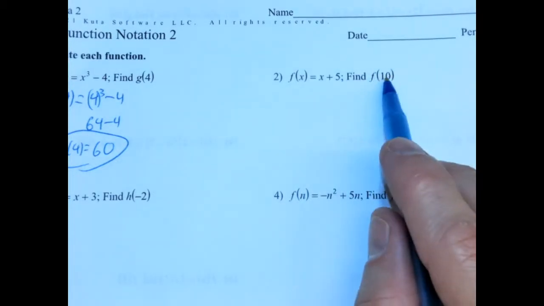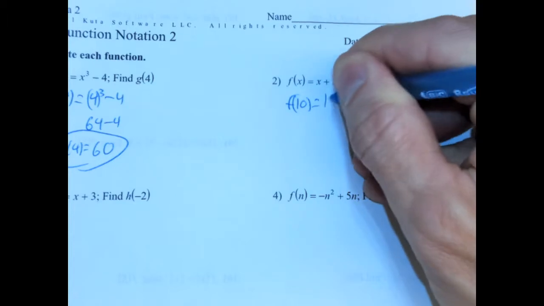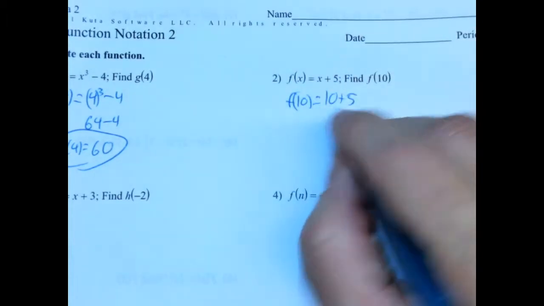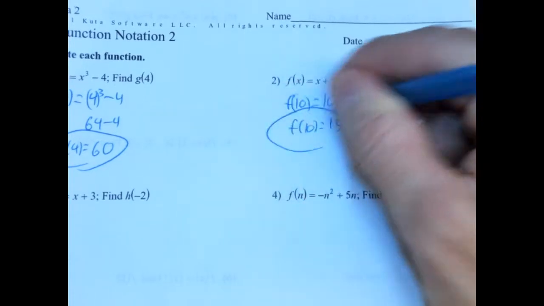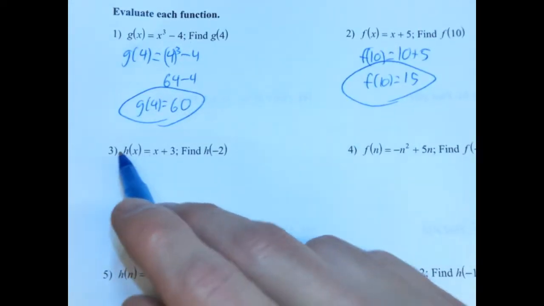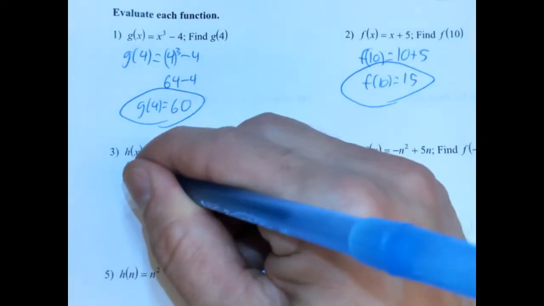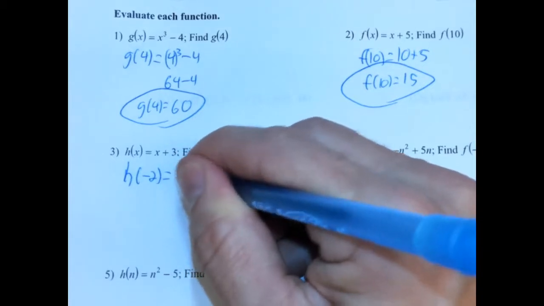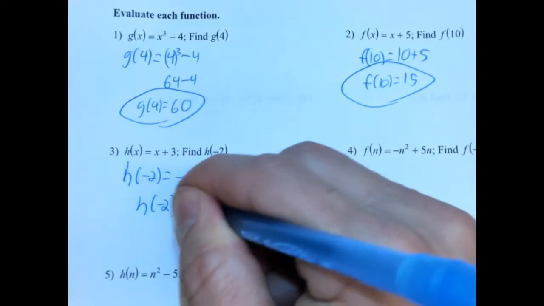F of x, f of 10, so f of 10 equals 10 plus 5. And 10 plus 5 is 15. So f of 10 is 15. Okay. The h function, h of x is x plus 3, h of negative 2. So h of negative 2 is equal to negative 2 plus 3, which is 1. H of negative 2 equals 1.